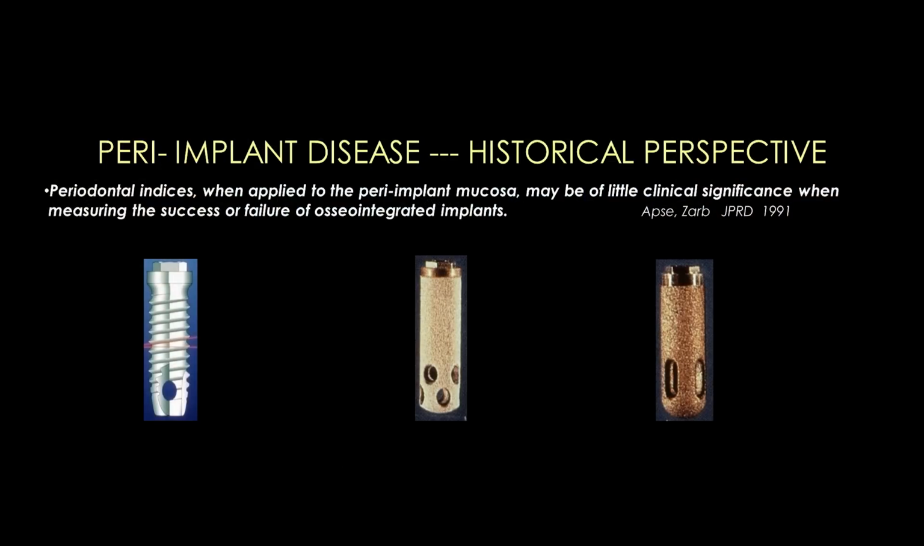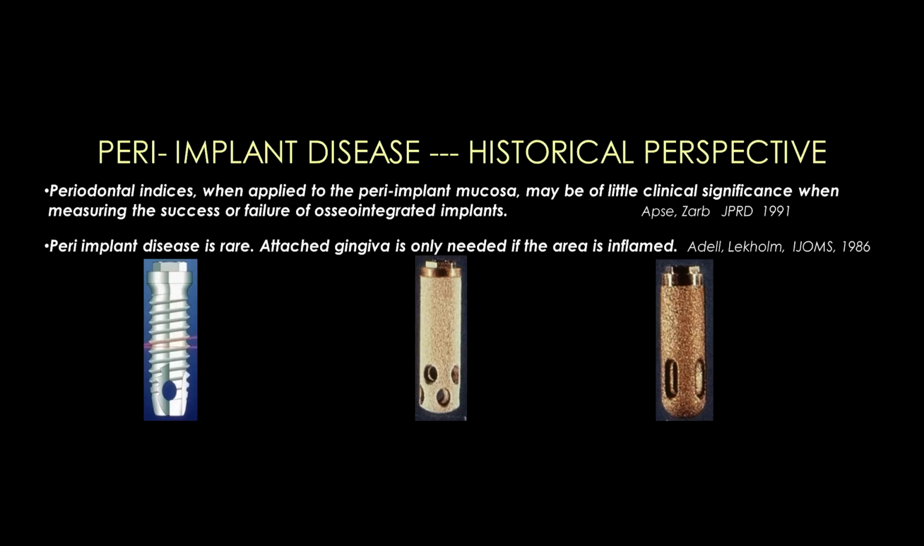From a historical perspective, we also have a problem. Periodontal indices, such as bleeding upon probing and pocket depth, were originally felt, when applied to the peri-implant mucosa, to be of little clinical significance when measuring the success or failure of osseointegrated implants. And the early research also said peri-implant disease is rare, and attached gingiva is only needed if the area is inflamed.